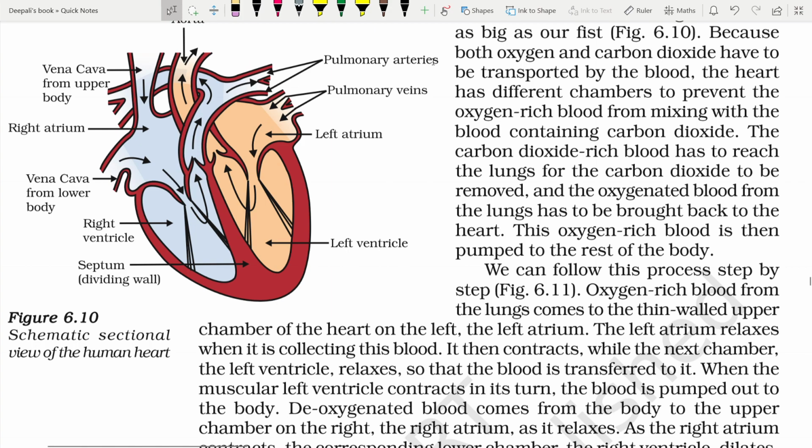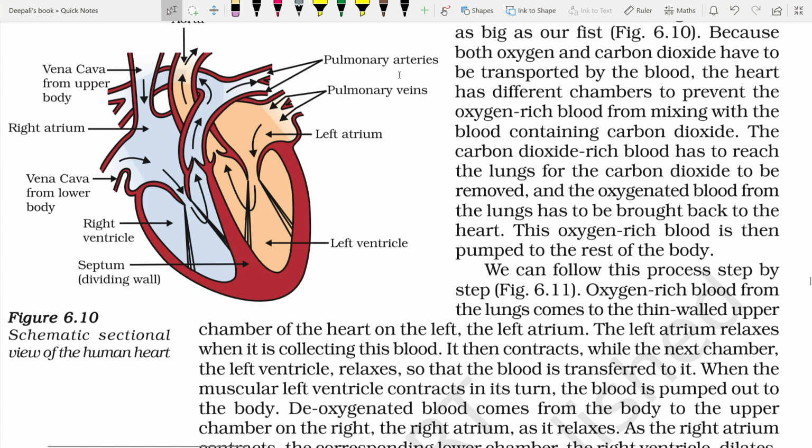Now there is a speciality about this artery. Generally, arteries are the blood vessels which carry oxygenated blood from the heart to the various body organs. But this pulmonary artery is the only artery in the human body which carries deoxygenated blood. It is an exception. Similarly, the pulmonary vein.